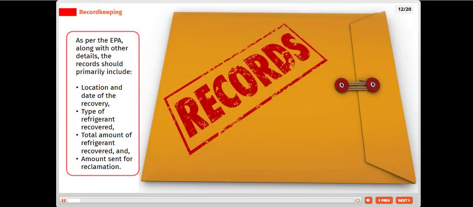As per the EPA, along with other details, the record should primarily include location and date of the recovery, type of refrigerant recovered, total amount of refrigerant recovered, and amount sent for reclamation.